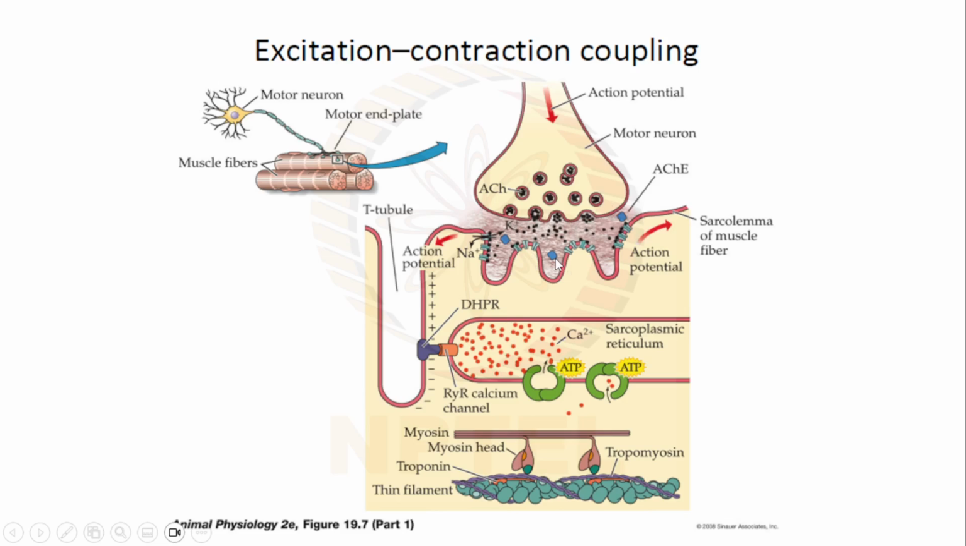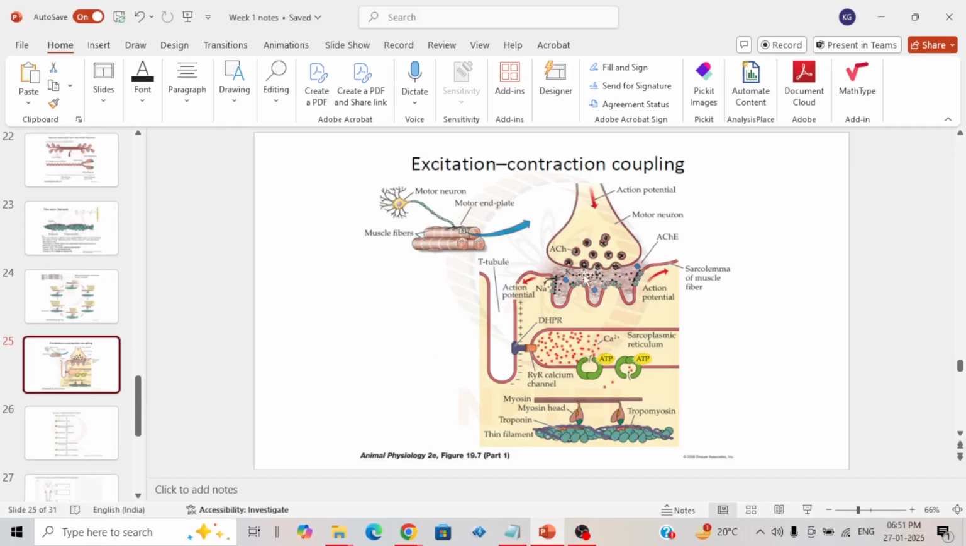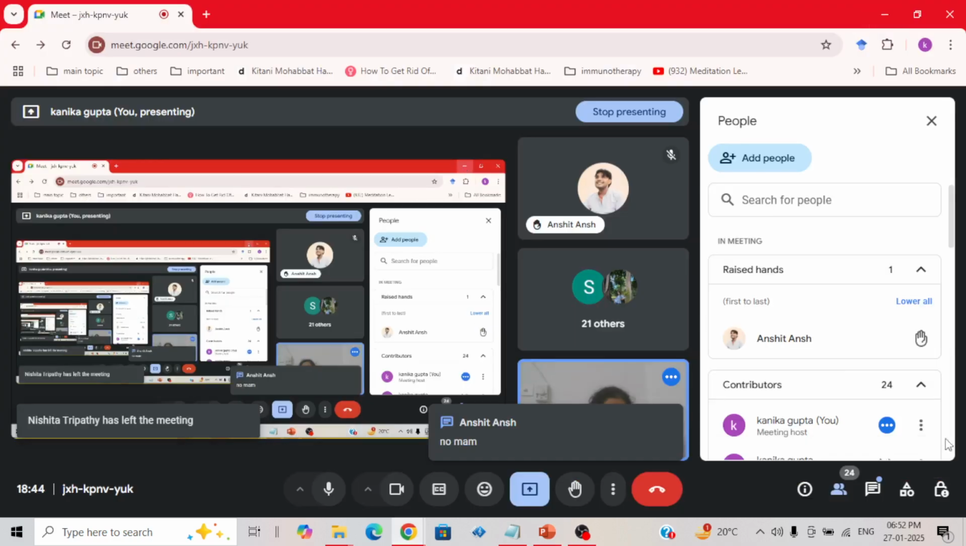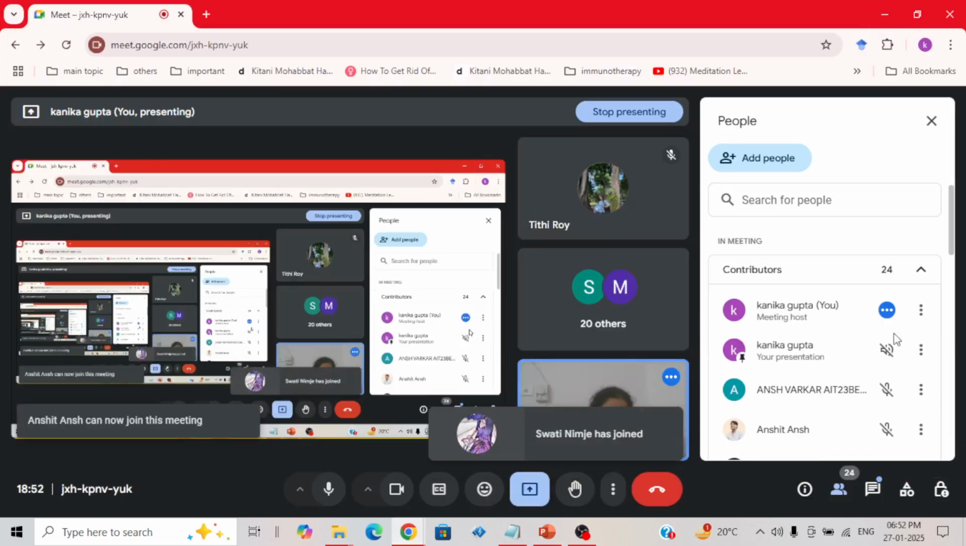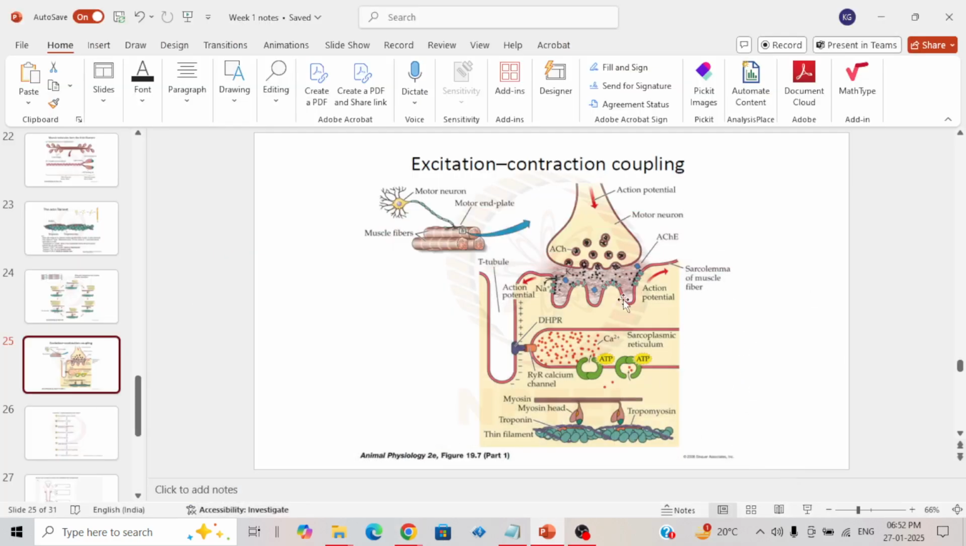This acetylcholine will then further cause a change in the voltage gated ion channels. The sodium and calcium channels are involved here. Okay, so these voltage gated channels then further transfer this. This is actually the change of chemical signal to electrical signal.